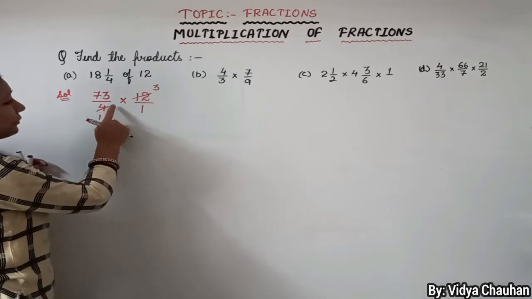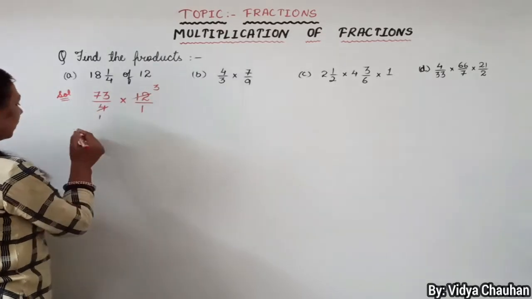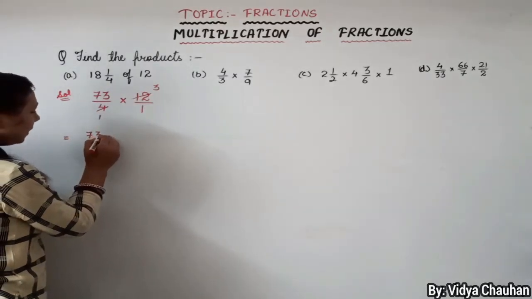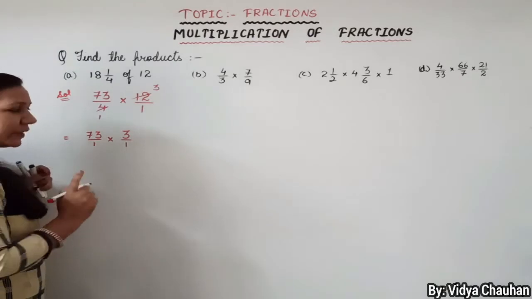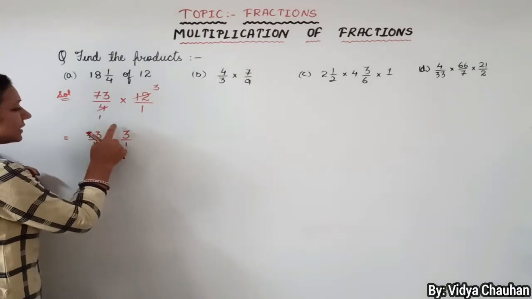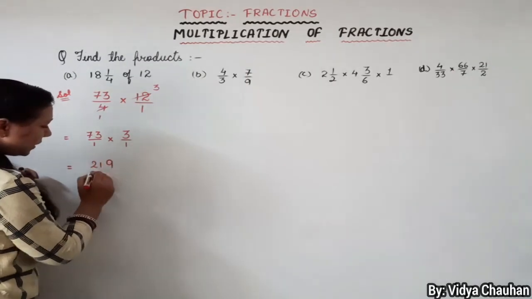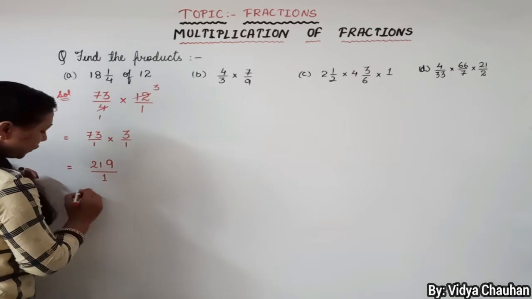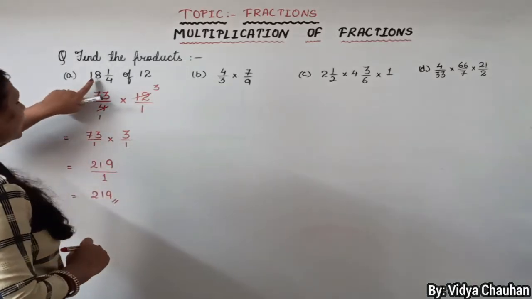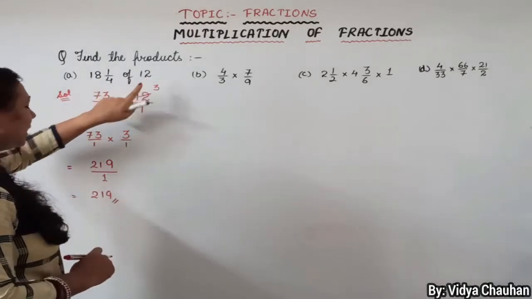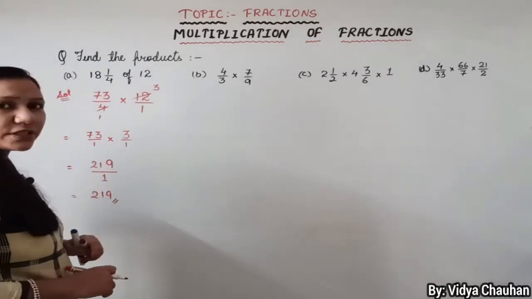So as I simplified 12 by 4, 4 ones are 4 and 4 threes are 12. Now we are left with 73 upon 1 multiplied by 3 upon 1. Now multiply the numerators. 73 times 3: 3 threes are 9 and 7 threes are 21. Denominator: 1 one is 1. So our final answer is 219. Therefore, we can say that 18 1 upon 4 of 12 is 219. So this is our first multiplication solution.